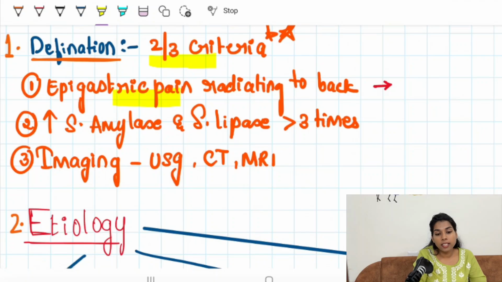Next, increase in serum amylase lipase more than 3 times the normal. It has to be more than 3 times its normal. And then characteristic imaging findings either on ultrasound, CT or MRI. So, even if ultrasound, CT, MRI are negative for pancreatitis, we can still call it an acute pancreatitis based on serum amylase and lipase and the clinical history, right?